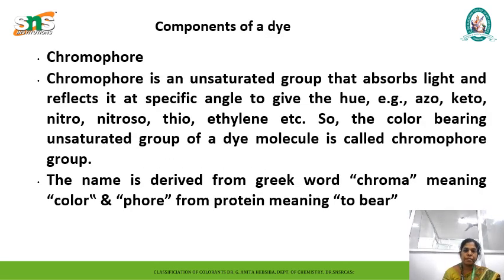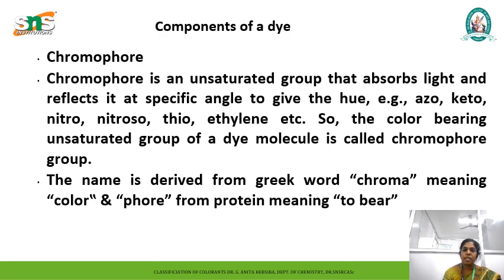What are the components of a dye? There are two important components. One is the chromophore and the other one is the oxochrome. Chromophore means, chroma means color, phore means to bear. To bear color is the meaning of the word chromophore. So chromophore is an unsaturated group that absorbs light and reflects it at specific angle to give the particular hue. Common examples of chromophore are azo group, keto group, nitro group, nitroso group, thio group, ethylene group. This means that when a particular organic compound contains these groups, they bear color in them and they can act as a dye.